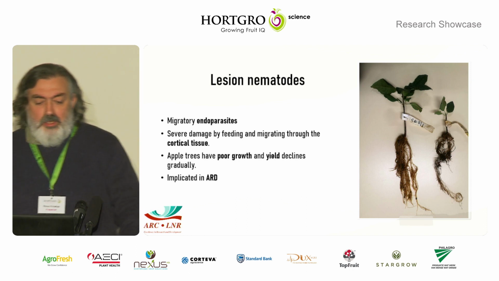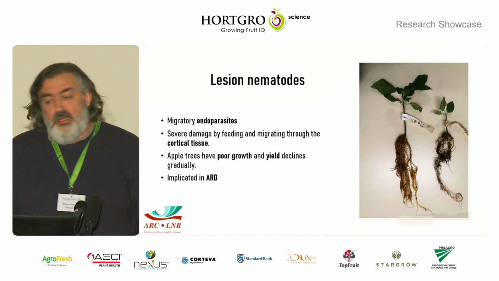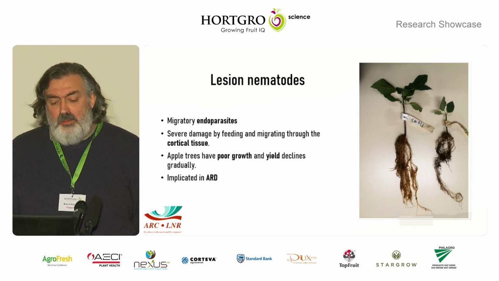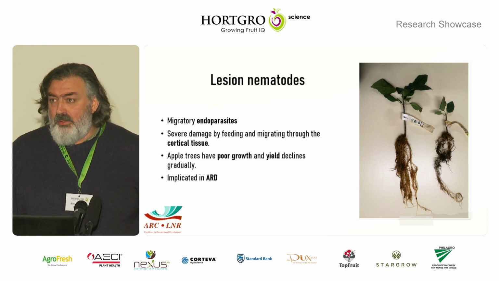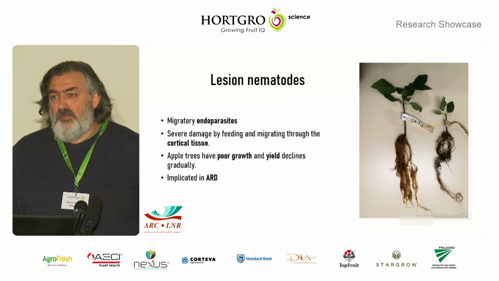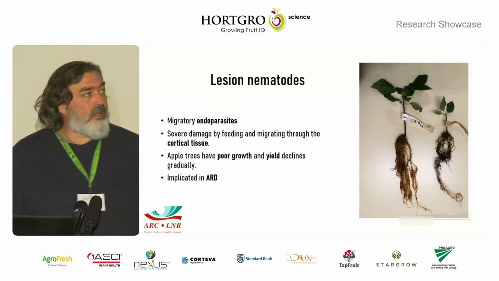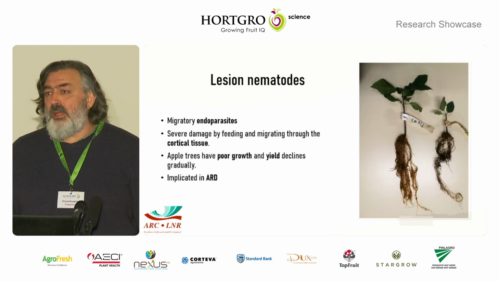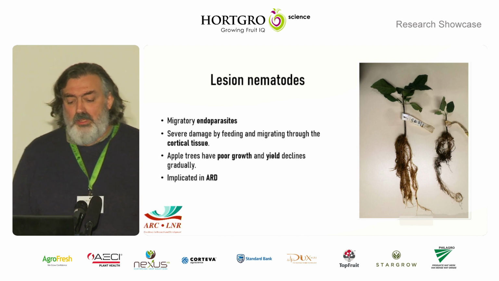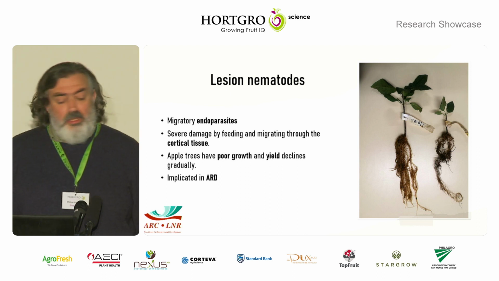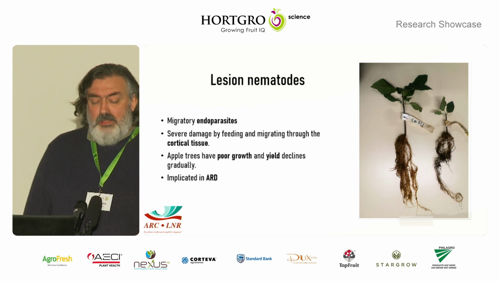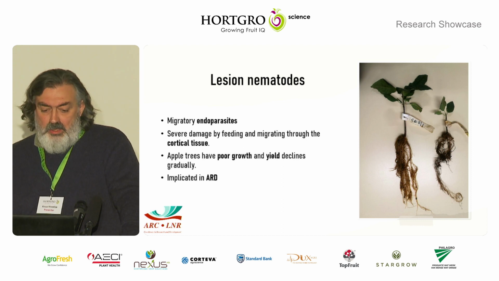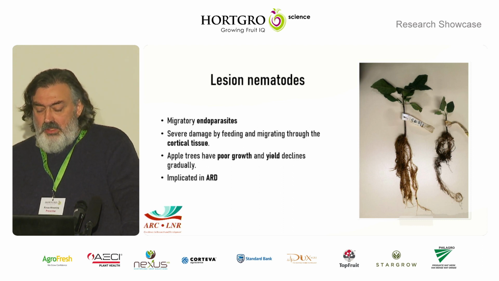First of all, the culprit here is the lesion nematode or Pratylenchus species. They are migratory endoparasites, so they occur within the roots and they cause severe damage by feeding and migrating through the cortical tissue. So apple trees that are heavily infected with these nematodes have poor growth and the yield declines. And as you've seen earlier, they are also implicated in apple replant disease.